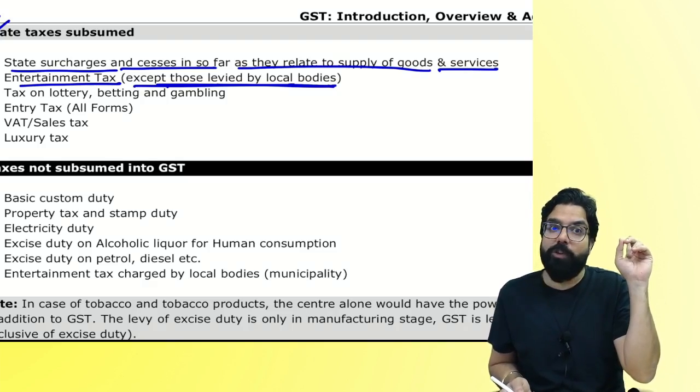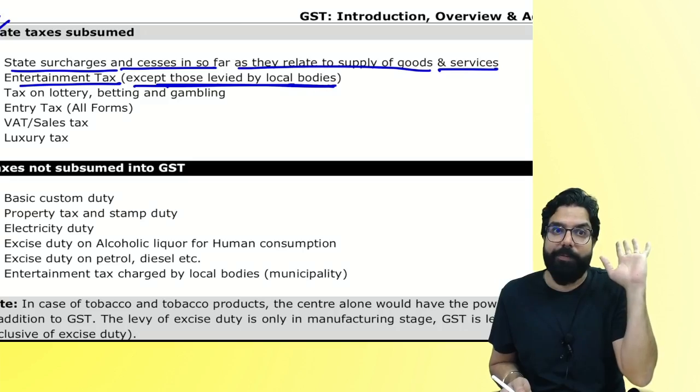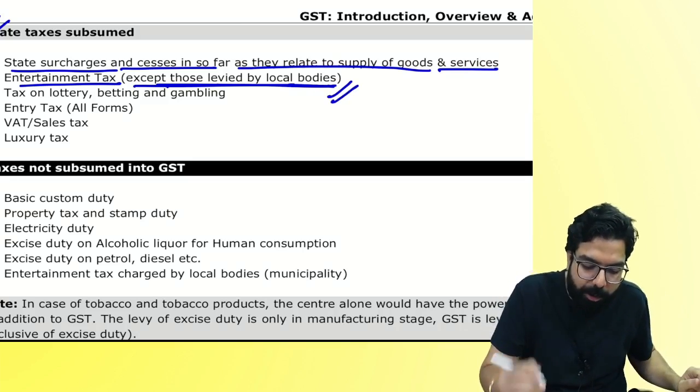On PVR, Inox, whatever entertainment tax was there, that is GST now. But the entertainment tax which is charged by a local body, is it gone or still remains?